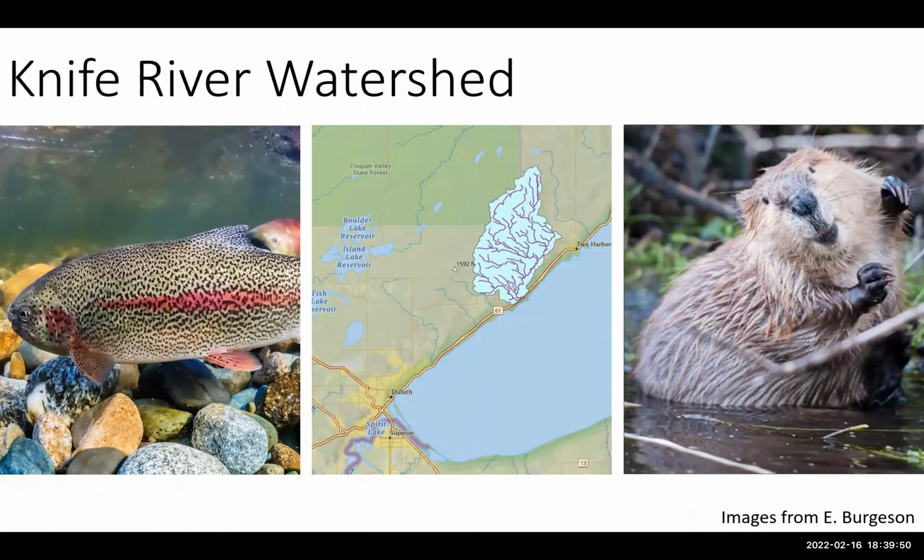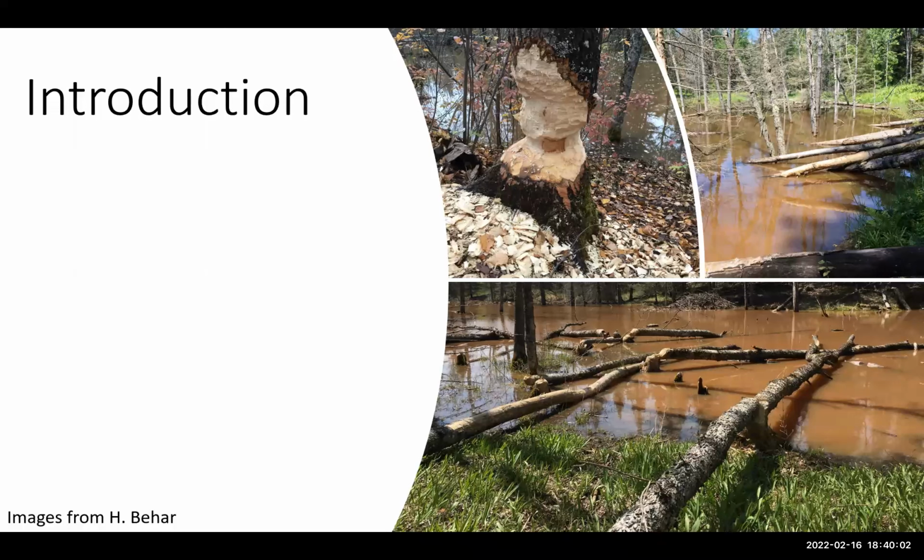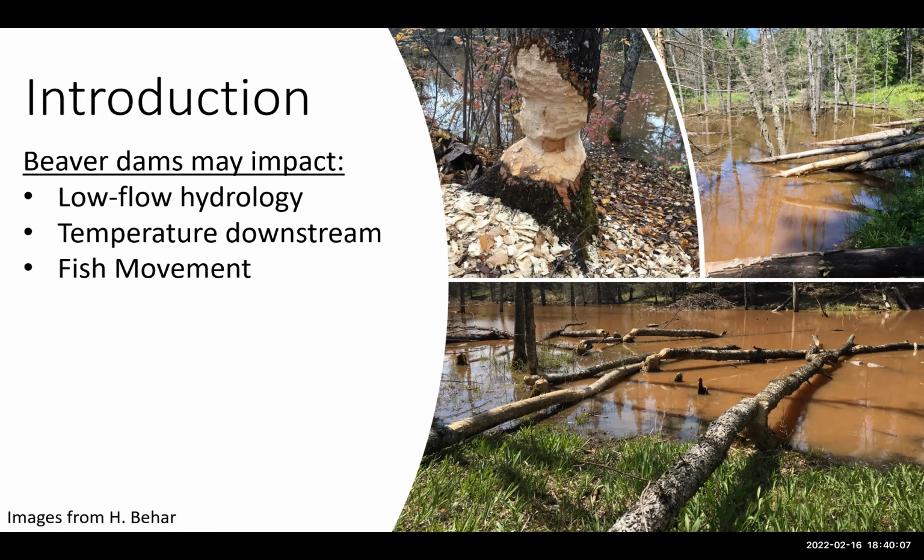watershed. So we got involved in this project because local citizens were concerned about these management practices, and they were worried that in removing the dams, low flows were being negatively impacted. So what do we know about how beavers impact flows? Well, we know that beaver dams could impact low flow hydrology, they could impact temperature downstream, and they can impact fish movement. And fundamentally, if we found that beaver dams are creating a barrier to movement, warming downstream temperatures, and causing lower low flows, then removing those beaver dams makes sense, particularly if steelhead habitat is your primary concern.